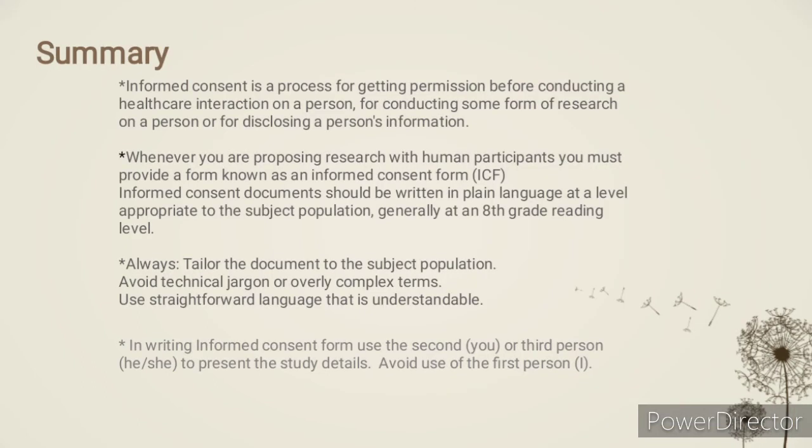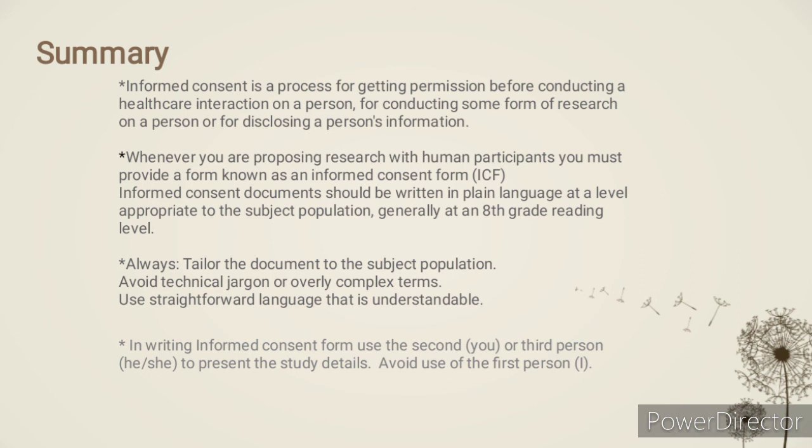Summary. Informed consent is a process for getting permission before conducting a healthcare interaction on a person, for conducting some form of research on a person, or for disclosing a person's information. Whenever you are proposing research with human participants, you must provide a form known as an informed consent form. Informed consent documents should be written in a plain language at a level appropriate to the subject population, generally at an 8th grade reading level.